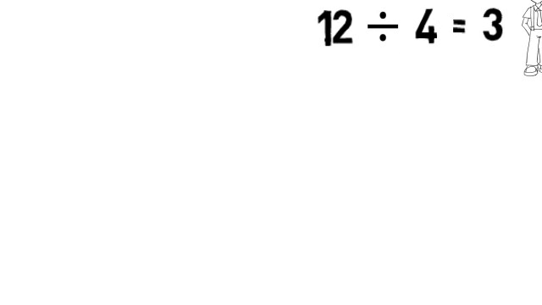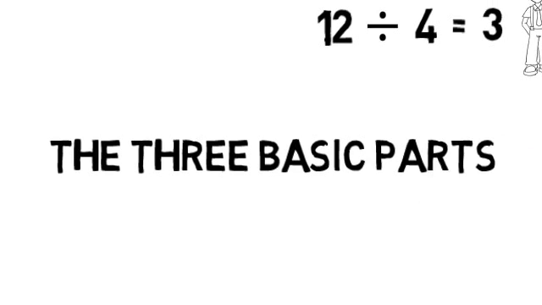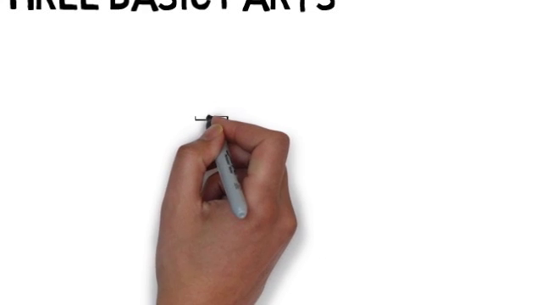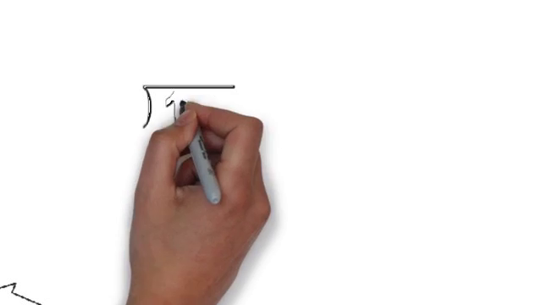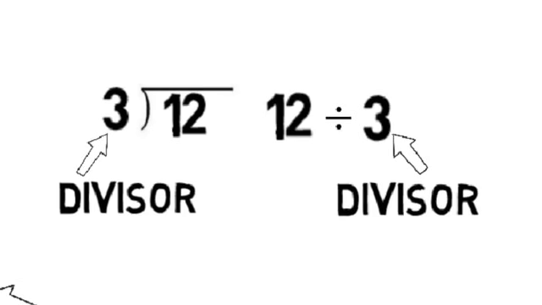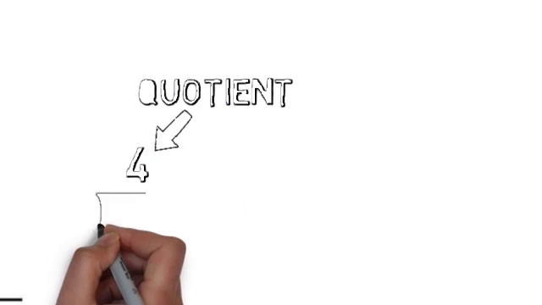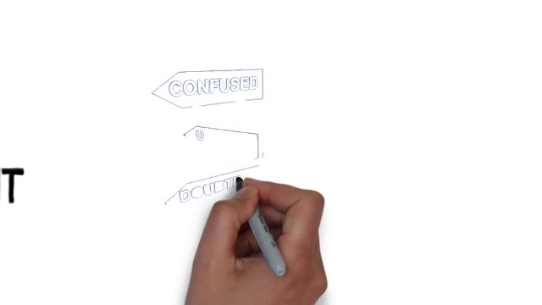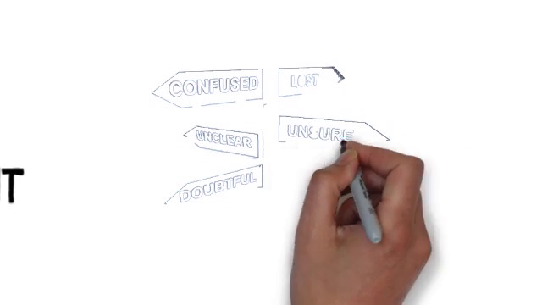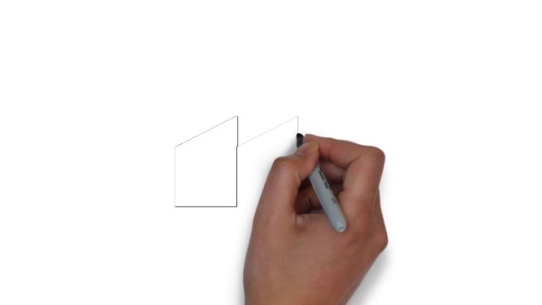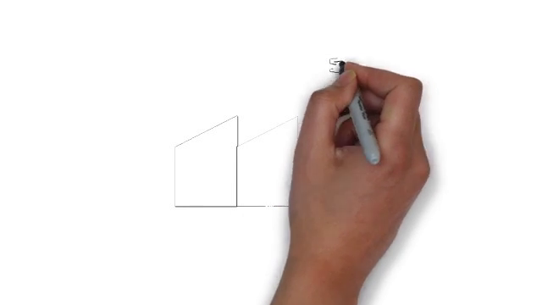Let's begin by identifying the three basic parts of division. There is a dividend, a divisor, and a quotient. To me, these three words have always been confusing. So, I'm going to break them down for you and me to understand.